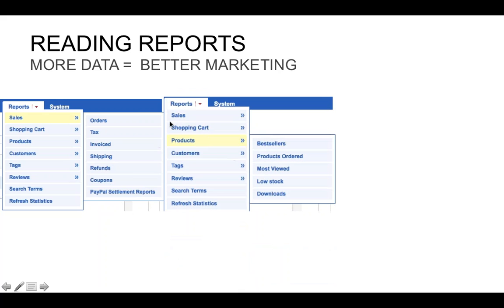When you click on products, you can also view your best sellers, your products that have been ordered, most viewed products, products that are in low stock, and products that have been downloaded. These are all product downloads. So you can actually see some really great stuff. If you've got people that are viewing a lot of products but not checking out, that means you have browsers on your website, right? You've got the wanderers, you've got the impulse buyers, but they're not necessarily checking out.